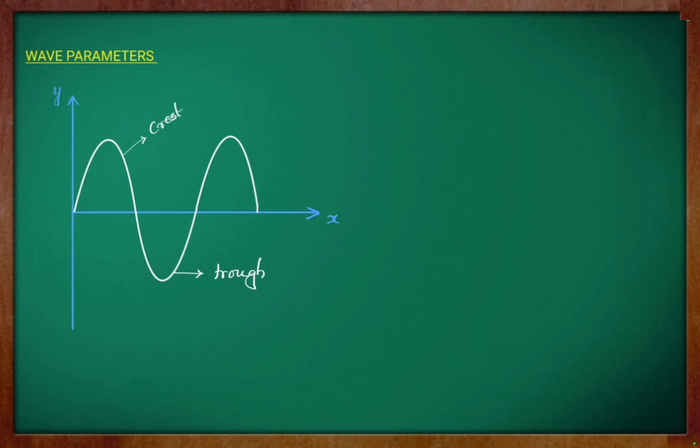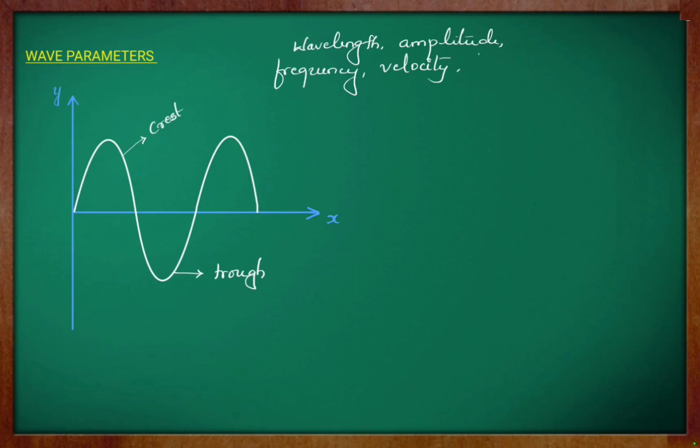There are different parameters that define a wave, and these parameters are wavelength, amplitude, frequency, velocity, time period, and wave number. Now let us see what these parameters are one by one.